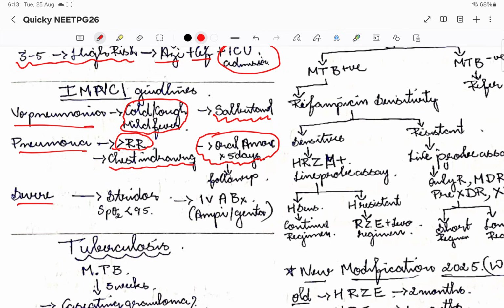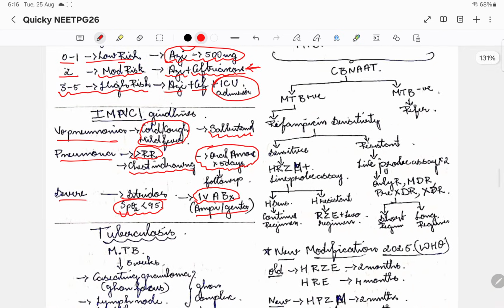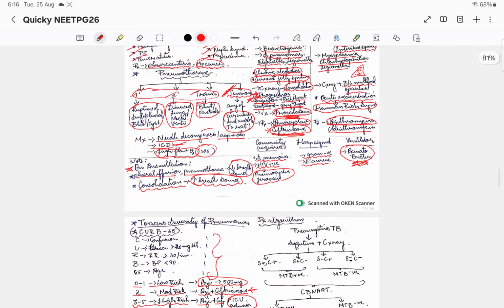Then if it is a severe pneumonia, the severe pneumonia case will come with stridor and SpO2 will be less than 95, when we do the O2 saturation calculation. With respect to severe pneumonia, we are going to admit the kid and give IV antibiotics. It is basically ampicillin and gentamicin that is the drug of choice with respect to IV antibiotics. Okay, so this is everything with respect to pneumonia.